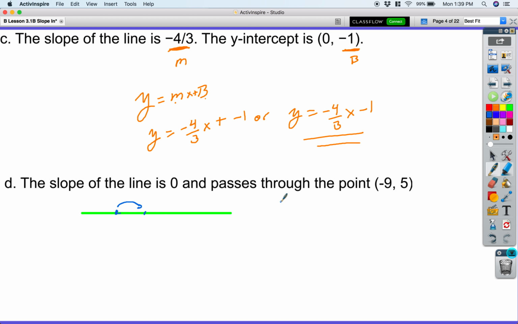If I plug this in now, I would have the equation of y equals 0x plus your b value, plus your y value. That is this 5. Well, 0 times x is just 0 plus 5, and 0 plus 5 is 5. And that is my answer right there.